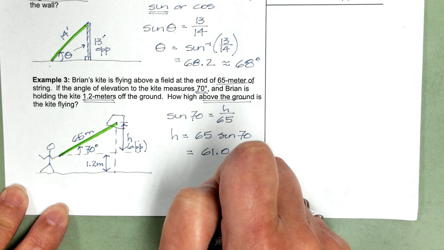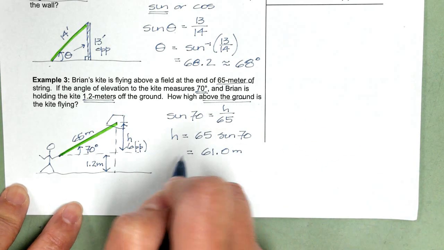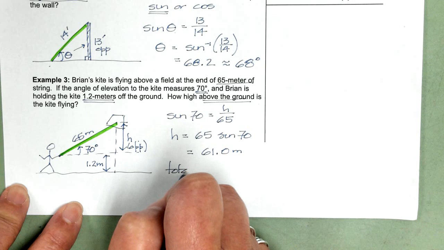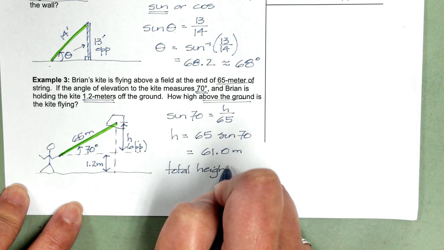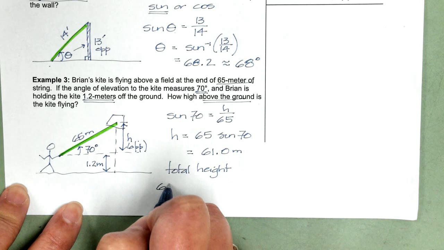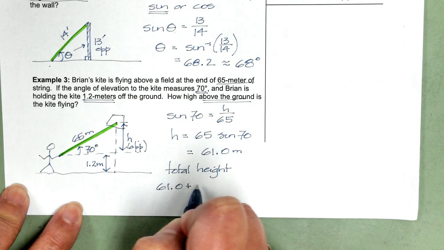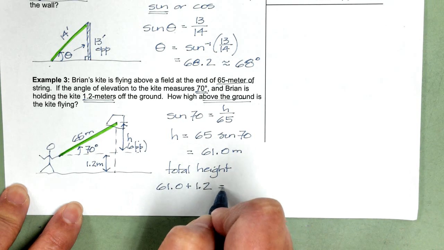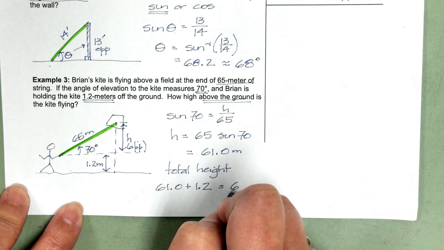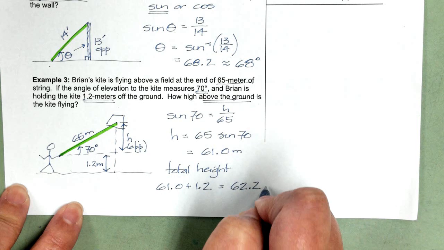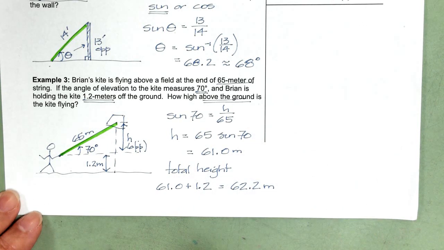61.0 meters. So the total height of the kite is going to be those 61 meters plus the 1.2 meters that Brian's already holding it above the ground, meaning the kite is 62.2 meters above the ground.